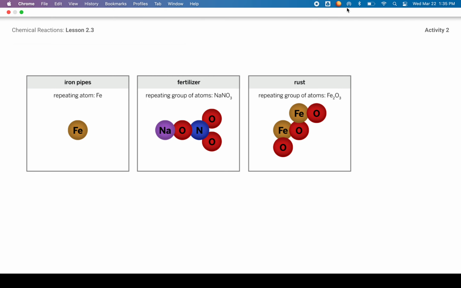So you've got the purple sodium, and right next to it, touching it, because by the way, if your atoms don't touch, it's not a molecule. They're just kind of hanging out. So you've got the sodium, and then an oxygen atom right next to that, touching. Then you have a nitrogen touching that. And then off the nitrogen, you've got 2 oxygens coming off the tail there. So that is 1 molecule of sodium nitrate. That's fertilizer.